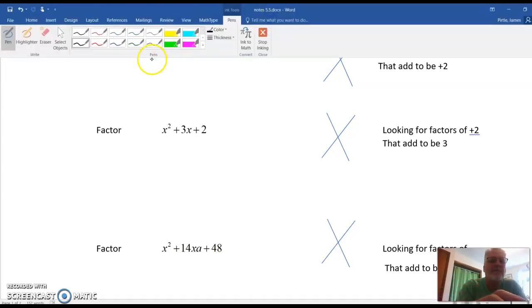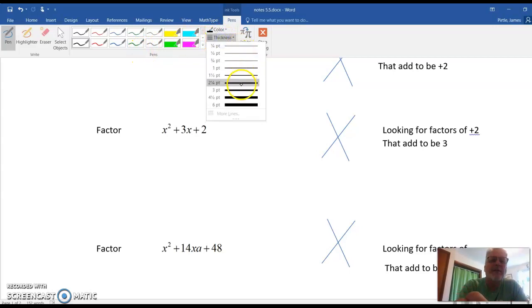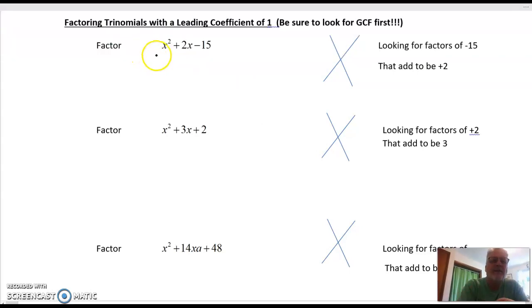We're going to have two sets of parentheses down here. I know I'm going to have an x here and an x here because x times x will give me the x squared. So what I'm looking for is factors of negative 15 that add up to be 2. I make this little chart over here, just something to help us keep our thoughts organized.